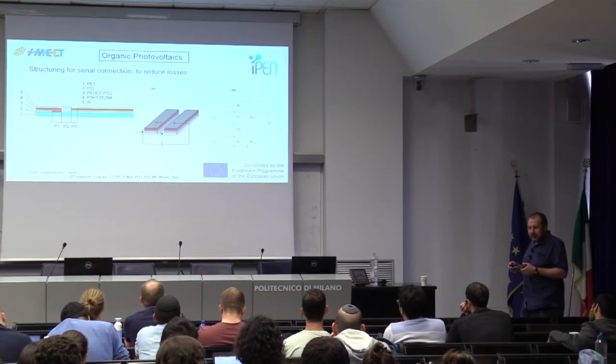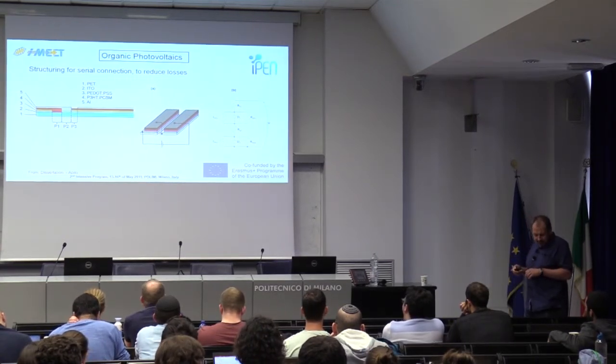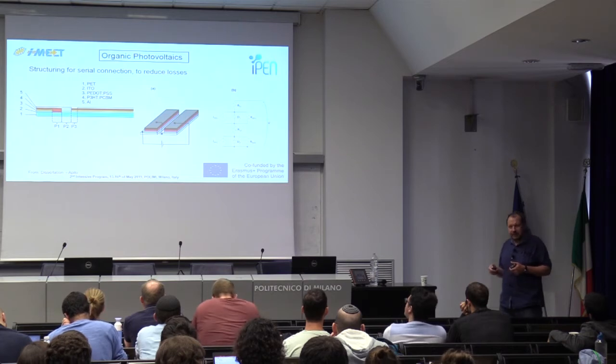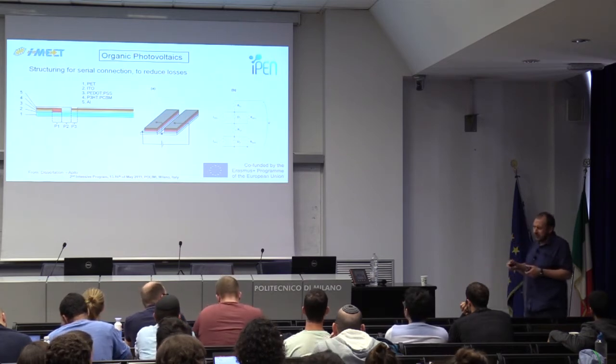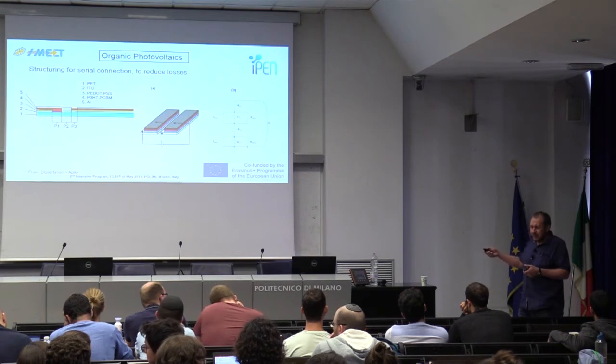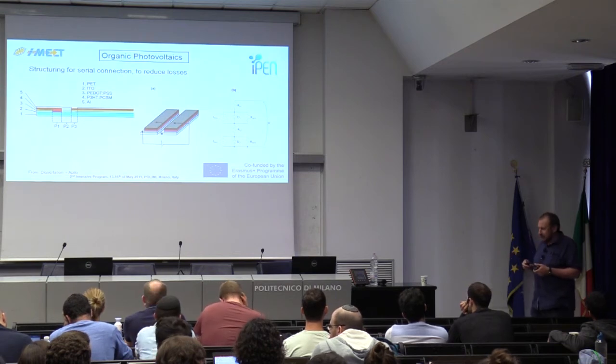Now, one problem with thin film, not only organics, but with thin film solar cells, is that the serial resistance tends to be high, so they have to be structured. If you just make a sheet with several square meters, then you will have huge losses.